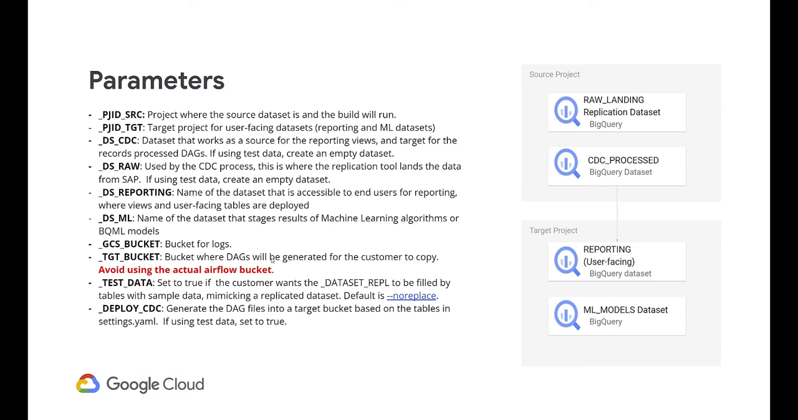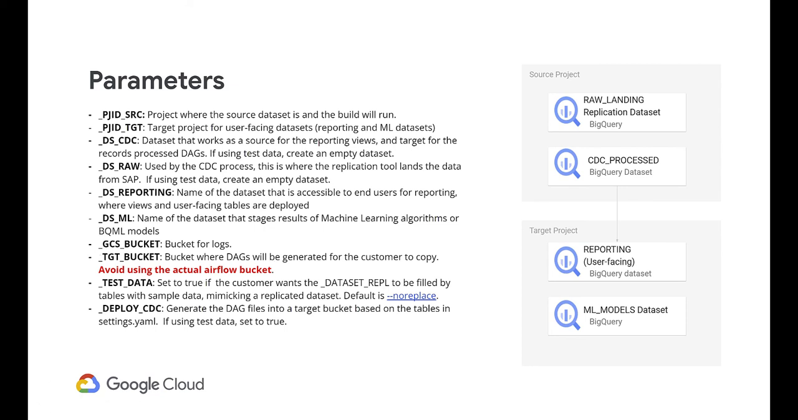The raw dataset is where a tool like the BigQuery connector for SAP will replicate data. The CDC process dataset is where the results of the change data capture scripts will land. If this is covered by your replication tool, the raw and the CDC datasets will be the same. These datasets need to exist before running the deployment. If you're using test data, create the two empty datasets beforehand.